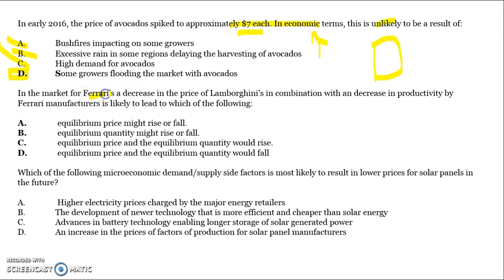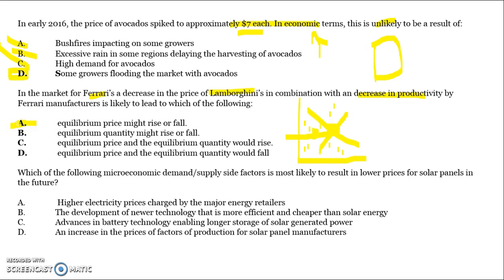In the market for Ferraris, a decrease in the price of Lamborghinis, okay, in combination with a decrease in productivity by Ferrari makers is likely to lead to which of the following? You draw your curves. Okay, let's look at the shifts that occur. There's a decrease in the price of Lamborghinis. Well, that's a substitute. That would shift the demand curve to the left because the substitute's cheaper. And a decrease in productivity by Ferrari manufacturers would shift the supply curve to the left because it's a negative supply side factor. So in this case here, we look at the new equilibrium, which is around here. That's the old equilibrium there. We've clearly experienced no change in price, but the quantity sold is lower. So the correct answer would be the equilibrium price will not change, or we don't know, so the correct answer is A.